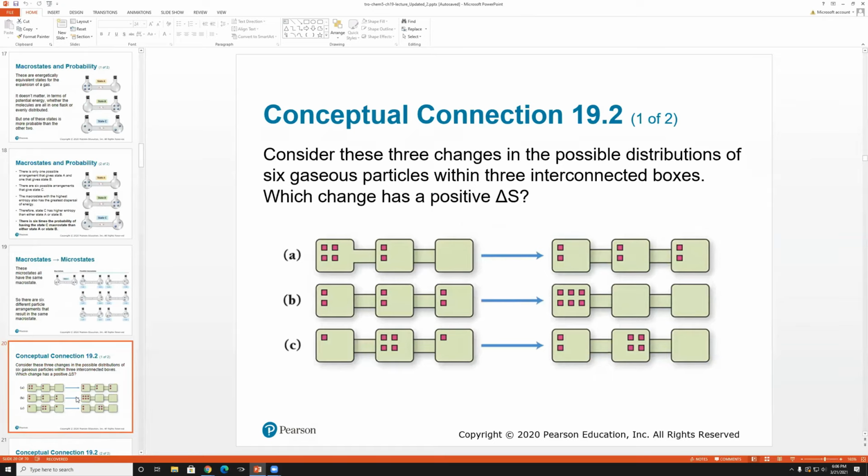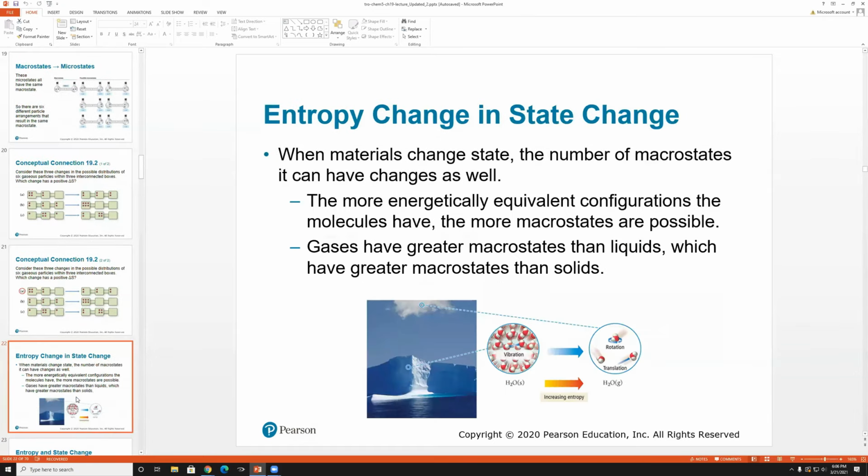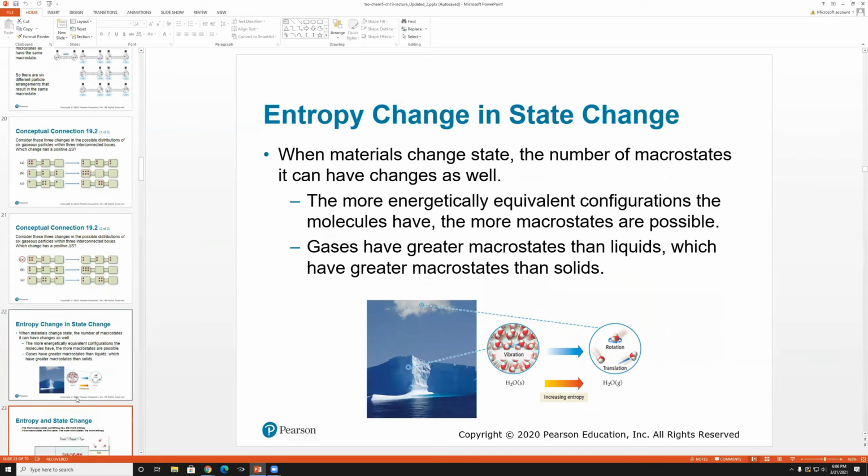So here's a conceptual question. We'll do that one in class. And the answer is A. Okay, cool. So entropy changes in state change. We kind of talked about this already.